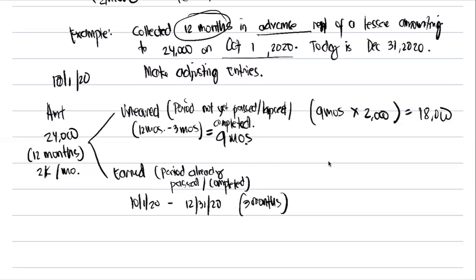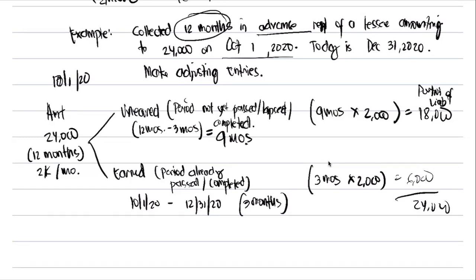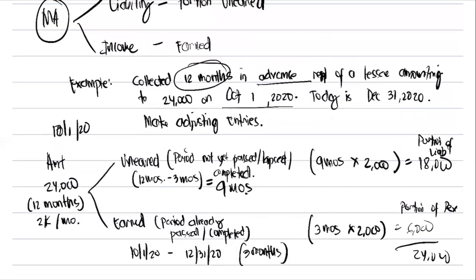Here in our earned, we have here 3 months. So you just multiply 3 months to 2,000. So you will get 6,000. So 24,000. Ano nangyari doon sa 24,000? Nahati na natin siya. Anong tawag natin doon sa unearned uli? This is the portion of liability. And then the 6,000, which is earned, this is the portion of revenue.